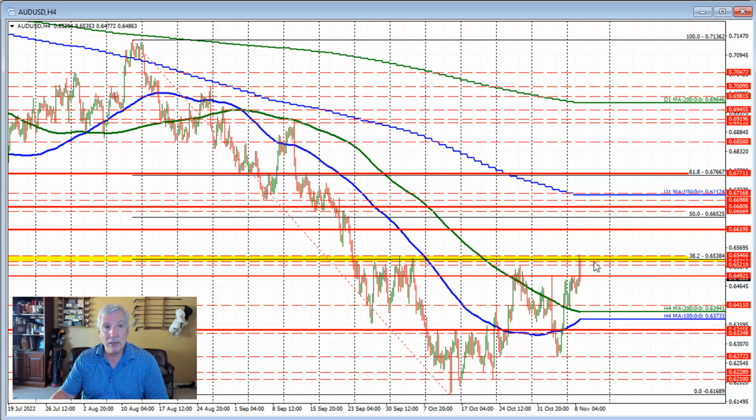We need to get above the 38.2% retracement and stay above that level in order to keep the idea that the bottom is in place for this currency pair, and that we have further upside potential. Otherwise, sellers are still in control, so be aware of that.